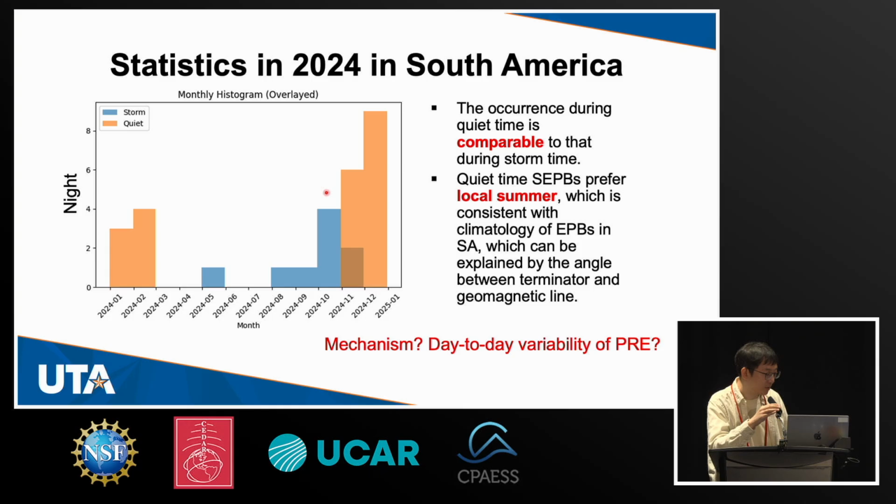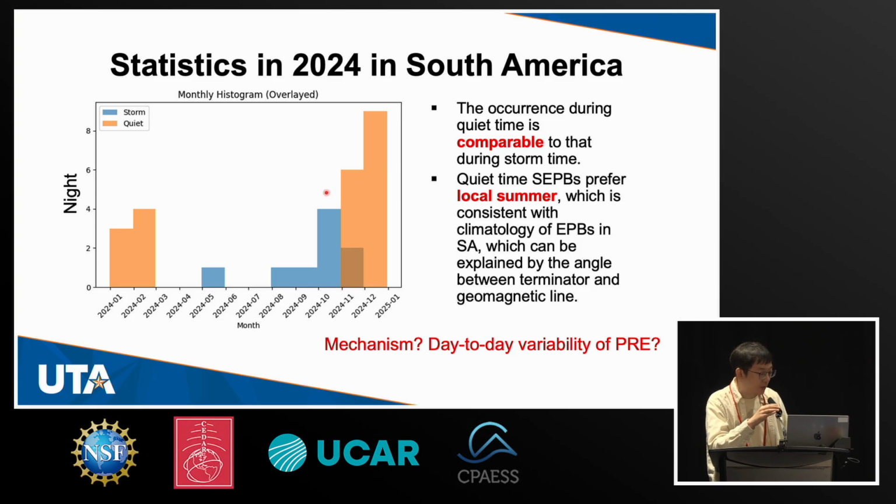This is because South America has a very large declination angle, and during the local summer, the terminator and the magnetic field line are almost parallel, so they can support the strongest plasma bubble development. But for the mechanism, I think this is a very wide open question.